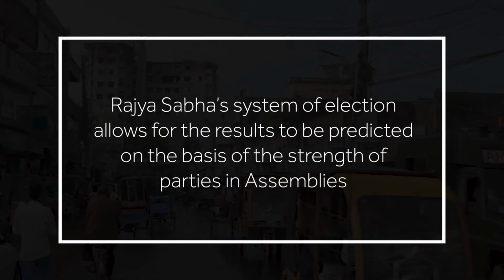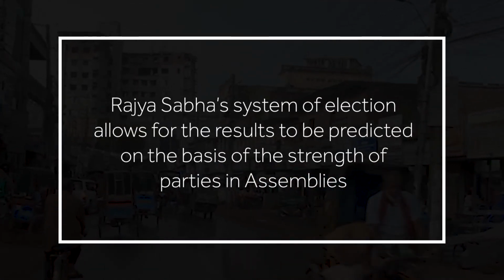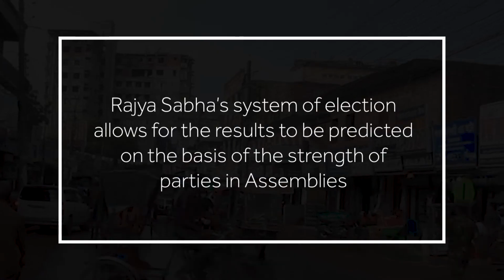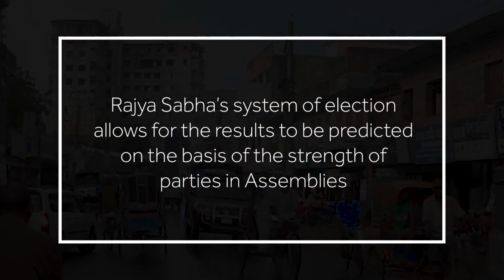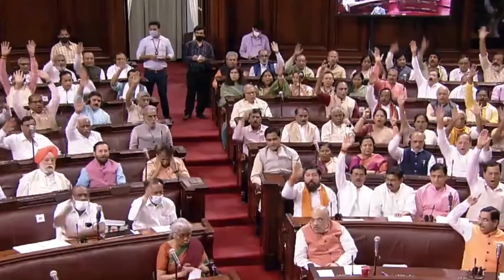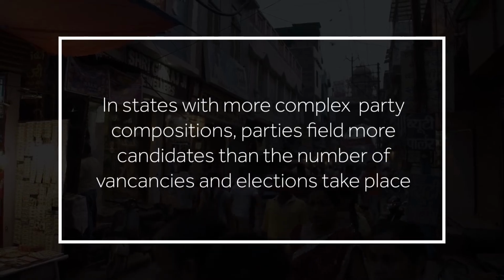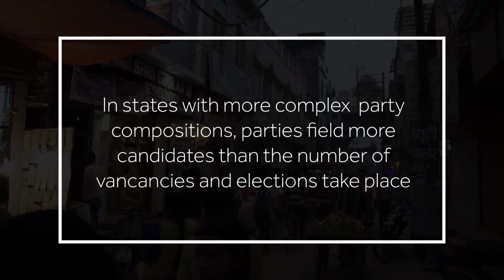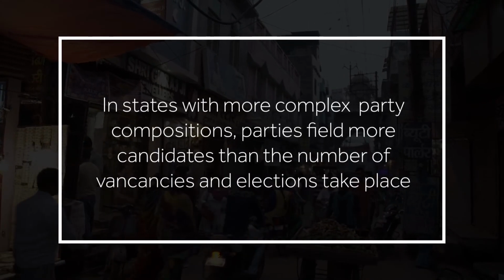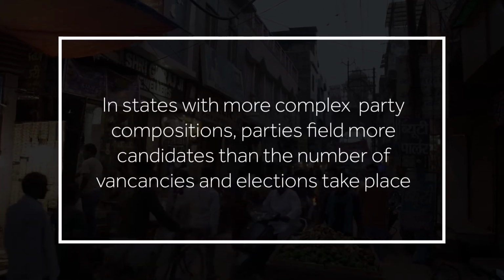Such a system of voting makes it easy to predict the number of seats a party will win in the Rajya Sabha elections based on the party seat share in the states. For this reason, parties only field as many candidates as the seats that they are confident to win. And that is why many seats are won unopposed, as we just saw in this example. In states where the party composition is more complex and not all seats can be clearly won, parties field more candidates than the number of vacancies, and so the elections take place.